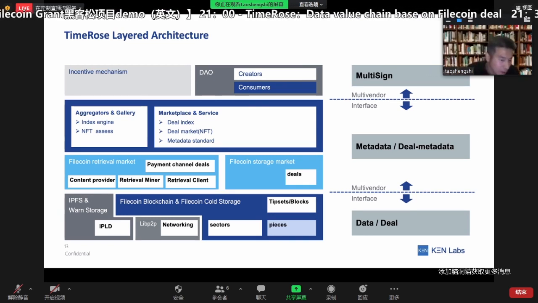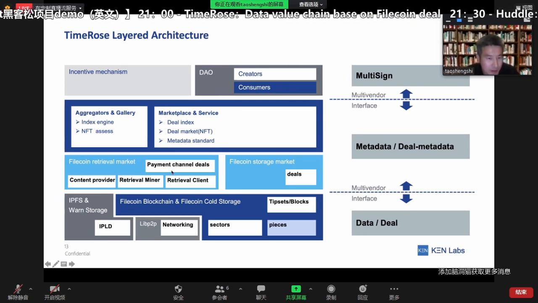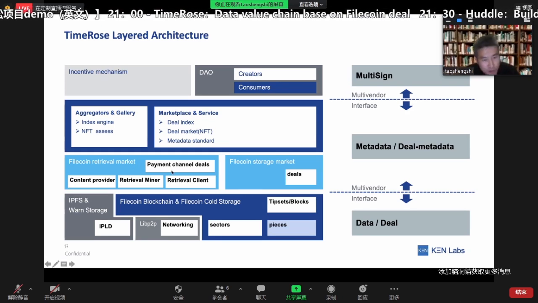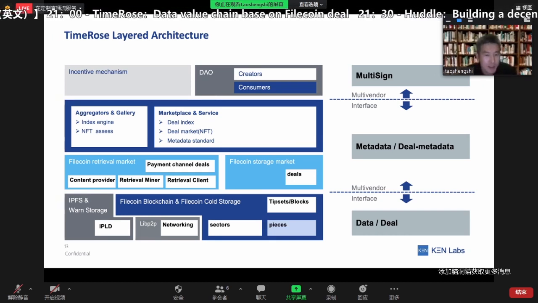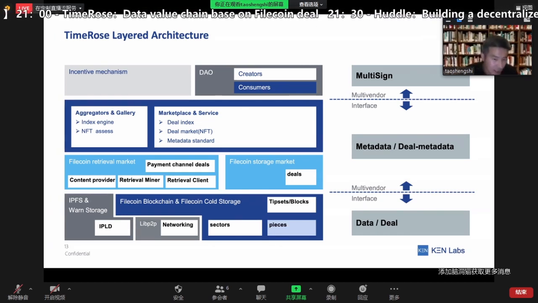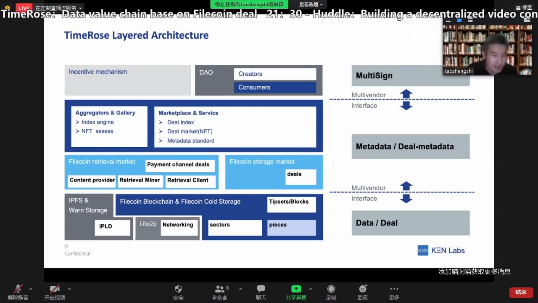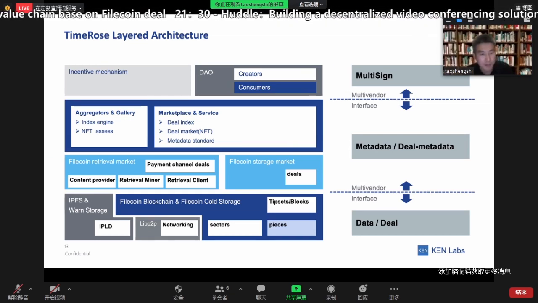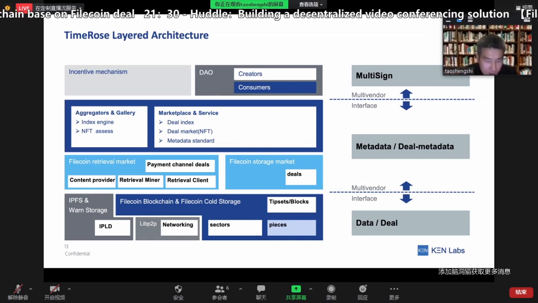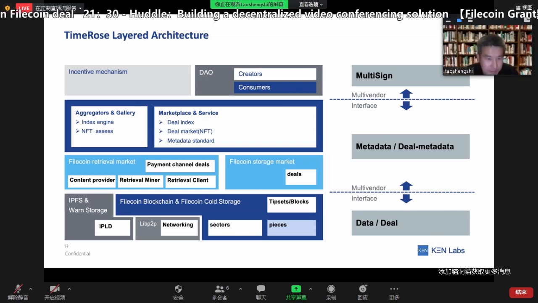And on top of IPFS and Filecoin, there is the retrieval market. In the retrieval market, we will have payment channel deals. That means offline and online deals. The retrieval client, the retrieval miner and the content provider will make deals together. So the deals in the retrieval market and the storage market could be NFTs.